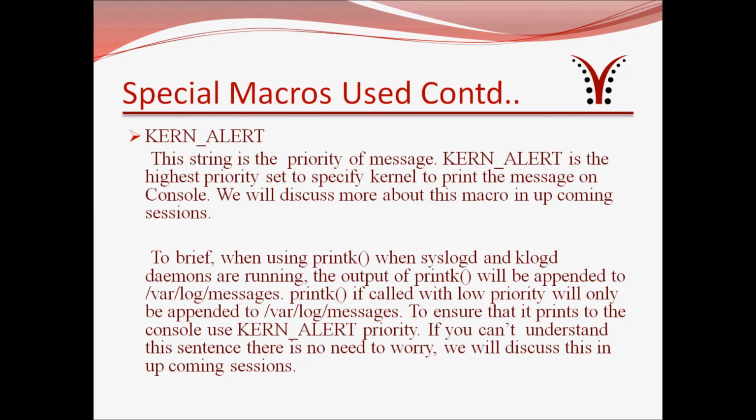KERN_ALERT. This string is the priority of the message. KERN_ALERT is the highest priority, set to specify the kernel to print the message immediately. We'll discuss more about this macro in upcoming sessions. To brief, when using printk, when syslogd and klogd daemons are running, the output of printk will be appended to /var/log/messages. Printk called with low priority will only be appended to /var/log/messages. To ensure that it prints to the console, use KERN_ALERT priority. If you can't understand these sentences, there is no need to worry. We'll discuss this in upcoming sessions.